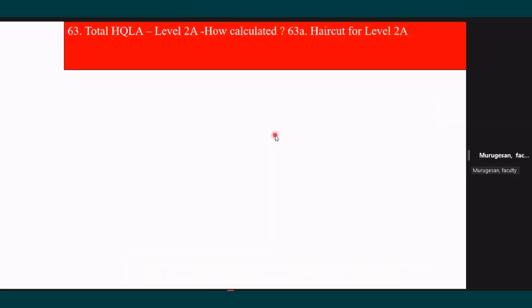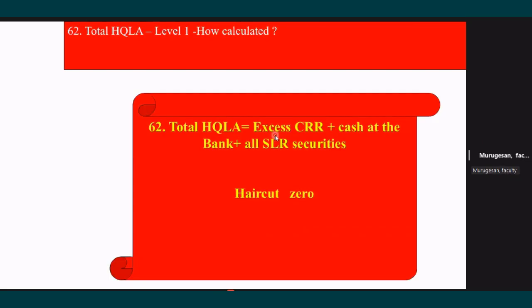Okay, now level 2. This is level 1, sir. Total level 1 means HQLA level 1. Okay, here one word is missing. For total HQLA level 1, this formula. Yes. Now this is the first class liquidity, because it is government, our own cash, ready to face the challenge. Okay, so you can use it immediately.